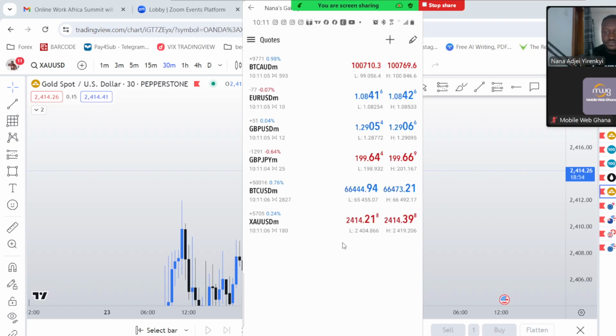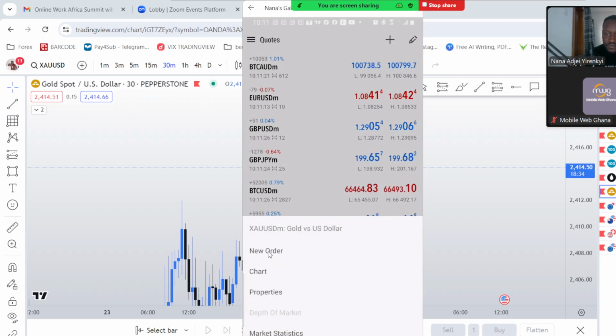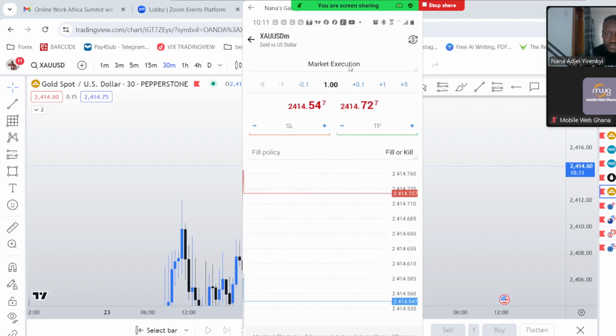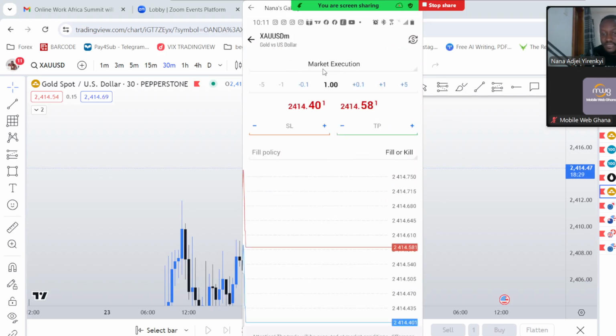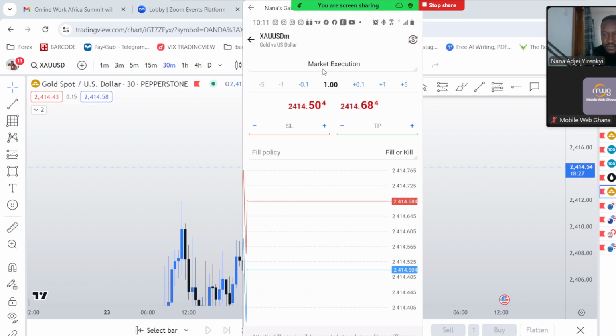So anytime you want to set any of these limit orders, whether buy limit, sell limit, or buy stop or sell stop, you can go to your quotes. That is where your various instruments that are available for you to trade are actually listed. Then maybe you can tap on it after your analysis has been done on the TradingView platform. You just tap on it, you tap on new order, all right, and then market execution means you are executing an instant order either to buy or sell at where the current price is actually trading.